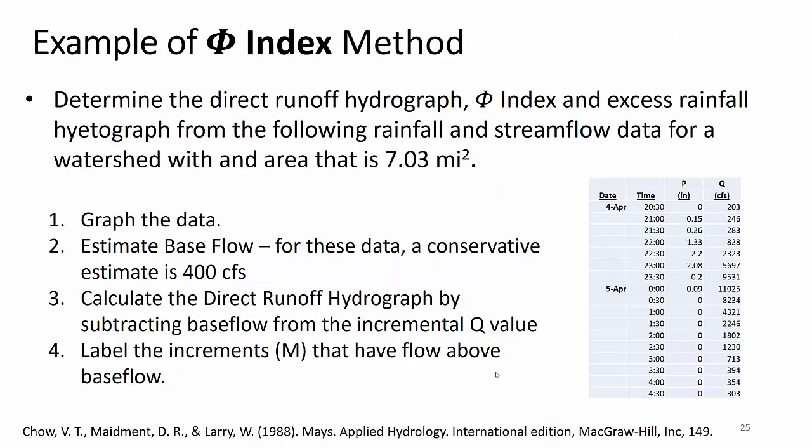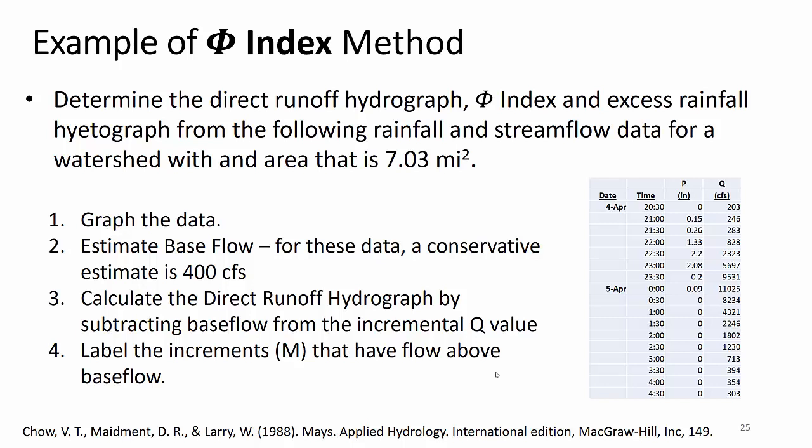So let's look at an example of this, because it seems pretty simple, but by going through the example, we'll learn a lot of different things. So we have these data for a storm event on April 4th and April 5th. These are military times, so at 20:30 there was no rainfall, it started raining at 2100, which is about 9 p.m. And so you get a little bit of rain, and then by midnight basically the rain had stopped.